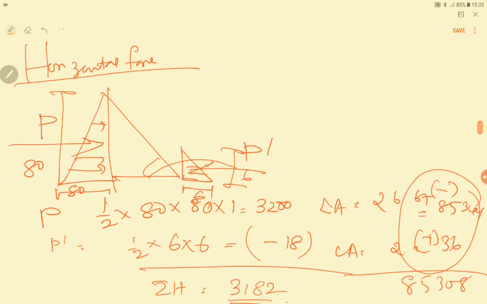The horizontal forces are the water pressure due to the upstream water, as well as the water pressure due to the downstream water. These also contribute towards the moment. So the destabilizing and stabilizing moments are caused because of these 2 forces. This P will be causing a destabilizing or overturning moment, and this P dash will be giving us a stabilizing moment or a positive moment.